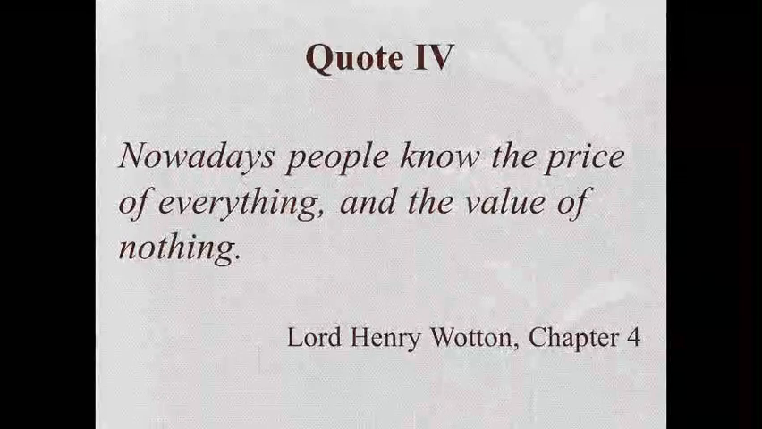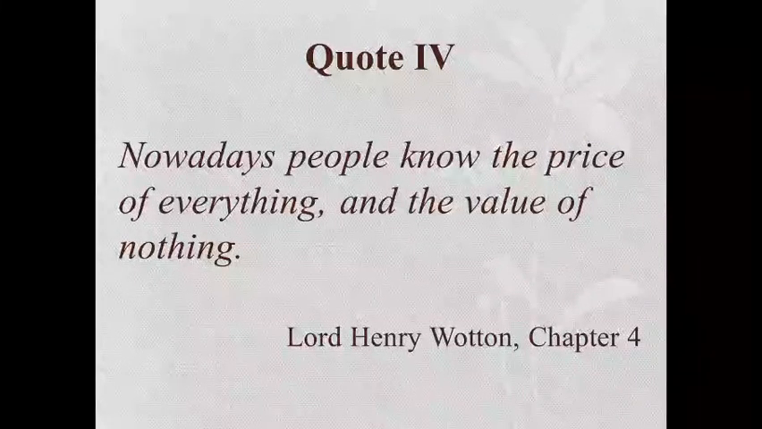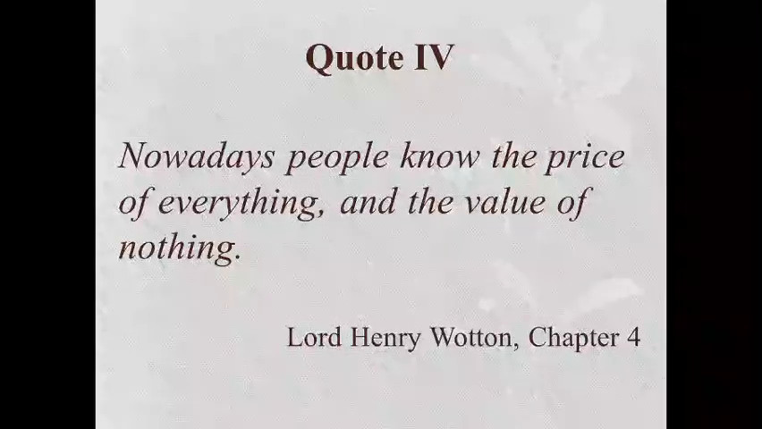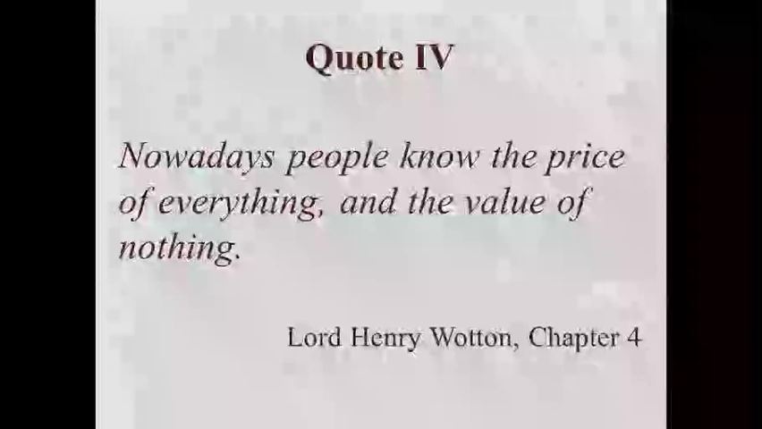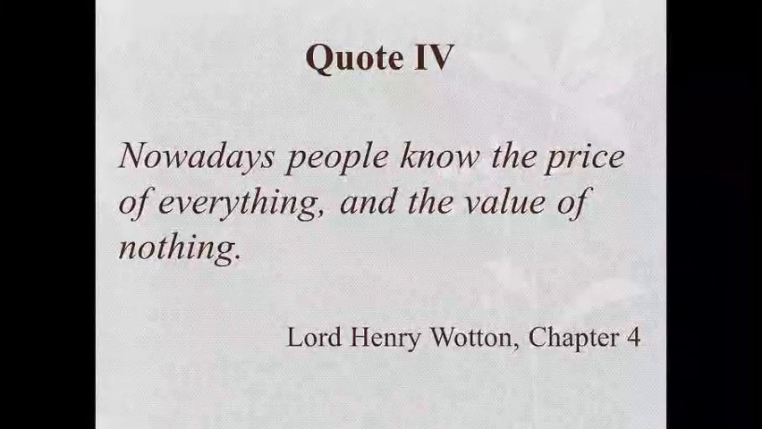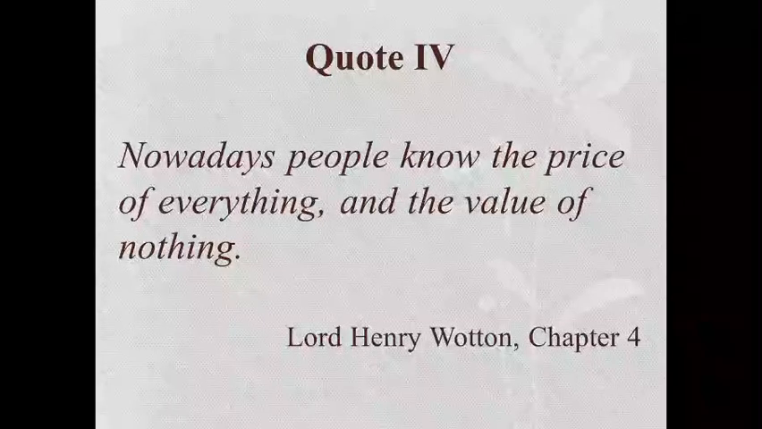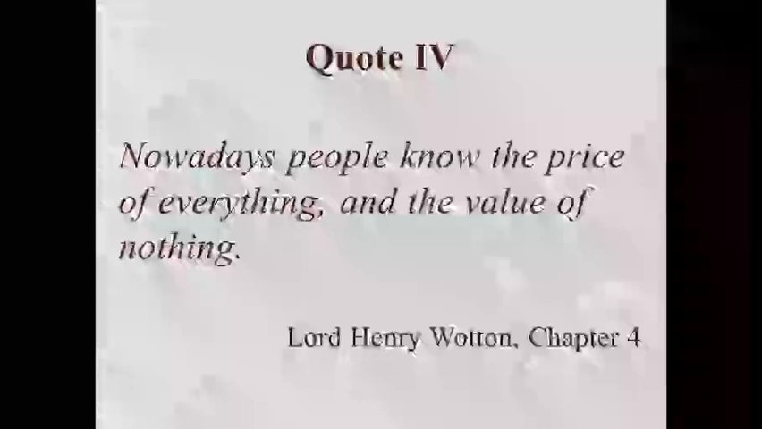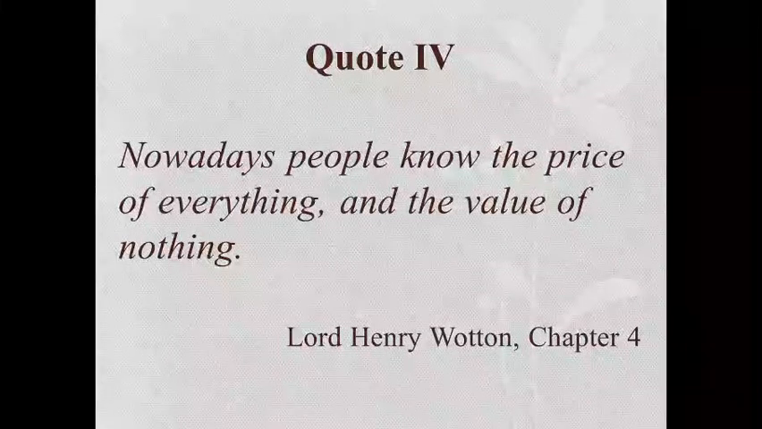And the fourth quote is by Lord Henry. "Nowadays, people know the price of everything and the value of nothing." The line is one of Wilde's famous epigrams. It appears in this novel when Lord Henry Wotton is talking to Dorian Gray, but it often appears free from its context, a kind of generalized clinical observation about value. So, in context, the meaning is more complex.